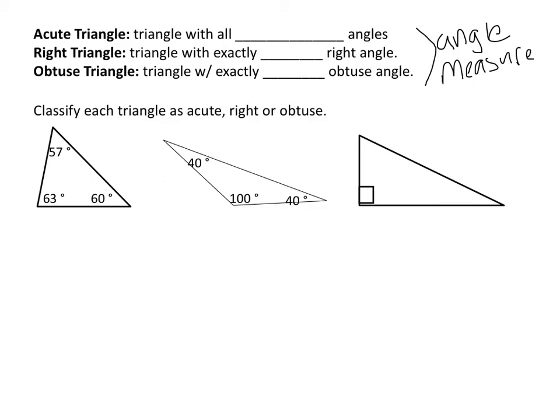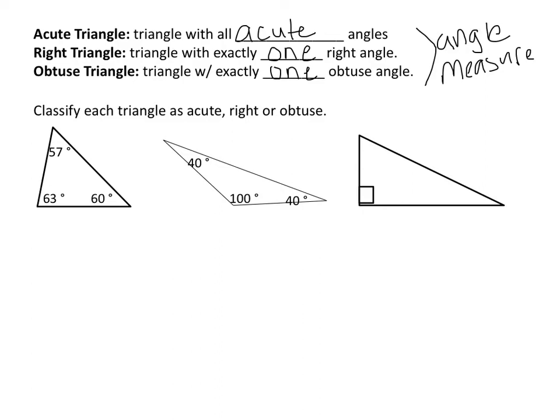First of all, we have our acute triangle, which is a triangle with all acute angles, which means none of your angles are over 90 degrees. Our second one is a right triangle, which is a triangle with exactly one right angle. And an obtuse triangle is a triangle with exactly one obtuse angle. So using those definitions, I want you to pause the video and see if you can classify each triangle as acute, right, or obtuse.